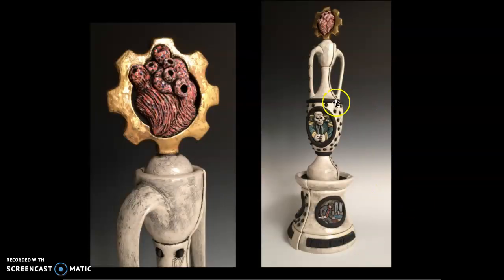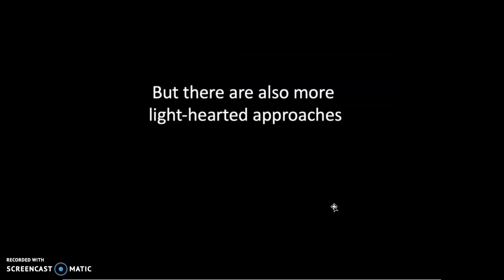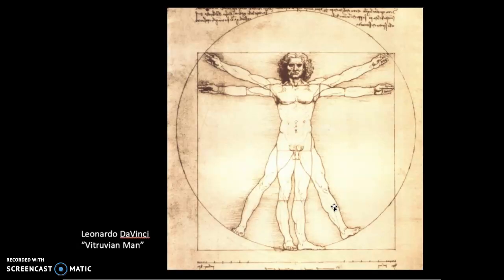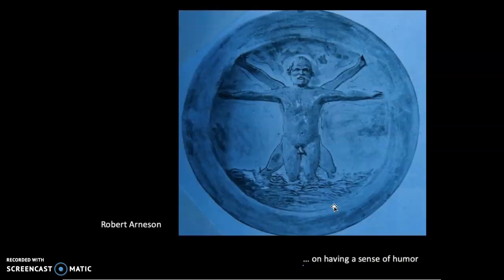Now we're going to be working, there's the body, there's the foot, there's the rim, there's the handles. You don't need to put a rim on it or a lid, and you don't need to make a base for it. I'm just showing you as a matter of perspective. But there are also more light-hearted approaches. Art can be serious. So this is also serious. Da Vinci's Vitruvian Man. The human being is the measure of all things. The code of humanism, right?